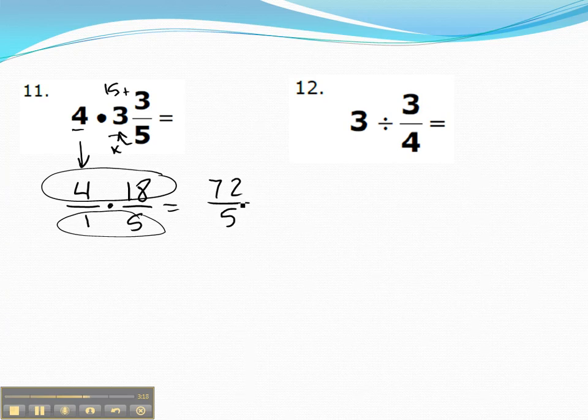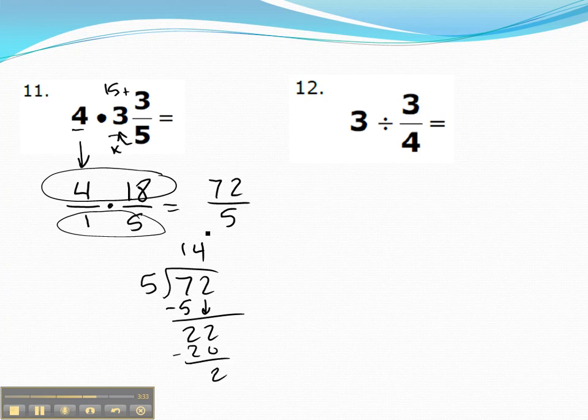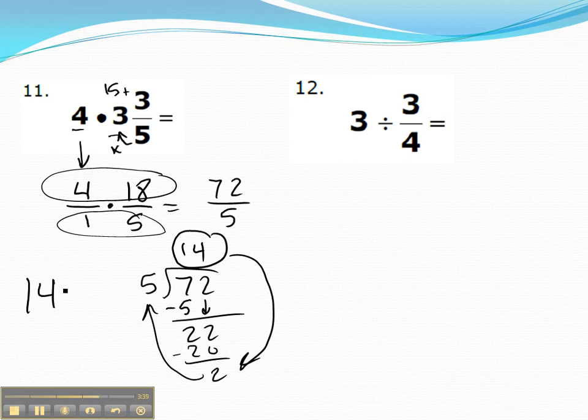The simplest form would be a mixed number, so 72 divided by 5. There's 1, 5, and 7. 1 times 5 is 5. Subtracting, you get 2. Bring down the 2. There are 4 5s in 22. 4 times 5 is 20. Subtract, we get 2. And then we'll write our mixed number this way: 14 and 2/5.